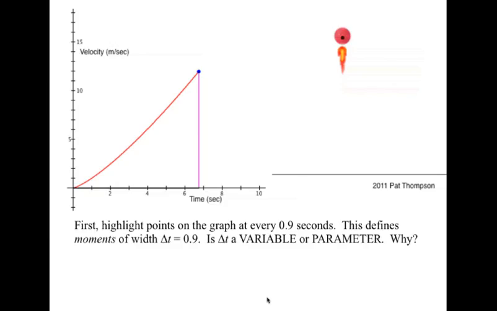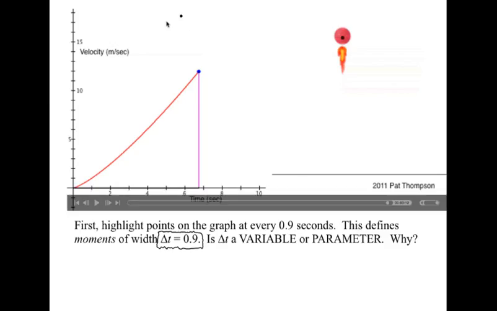Okay, so when you did this, you defined moments, right? So we've talked about moments as being small, but now we're going to allow them to be big. Okay, so we're going to call these intervals, and we're going to use the symbol delta t. Delta t is our chosen moment width. So we're choosing our moment width here to be 0.9 seconds.